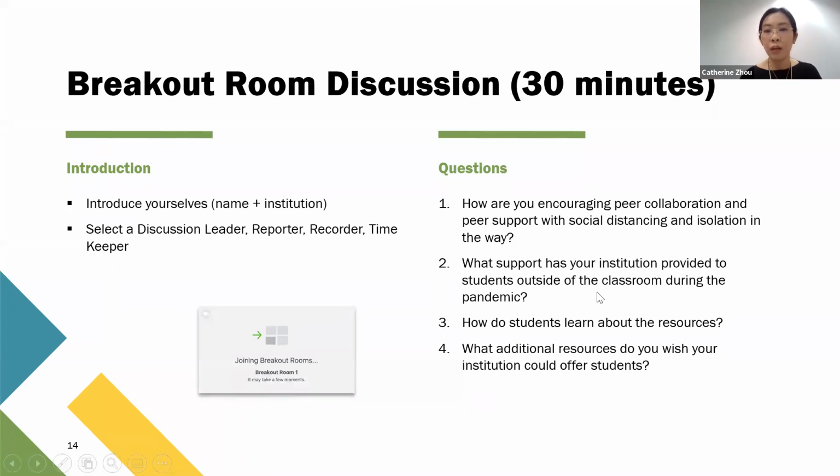And in the discussion room, we suggest that we can have a discussion on these 4 questions: how we can encourage more peer collaboration while social distancing isolation is in the way, and what kind of support your university has provided in the classroom and to the students outside the classroom, to give them better support, and how do the students learn about these resources, and anything else that you can think of that your university or we can do better for our students.